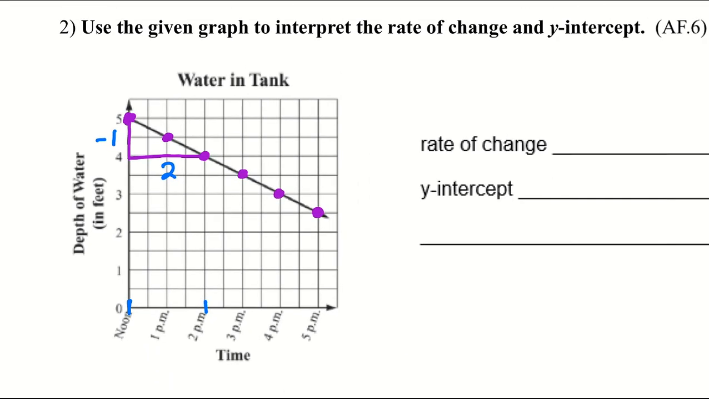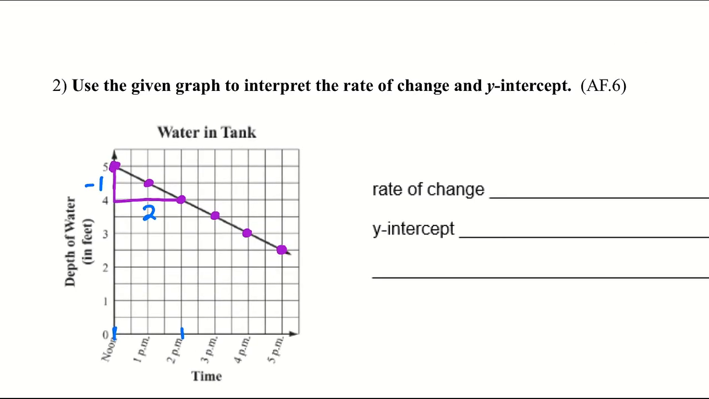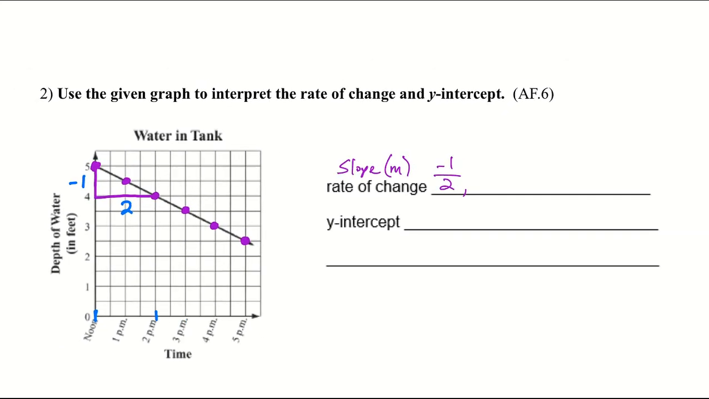So my rate of change, how I would describe that, is I would say that it's slope, which is m, which is rise over run, but it's going to be a negative 1 over 2, which in the context of this problem means the depth decreases 1 foot, I guess, every 2 hours. All right, so that's where I get that.